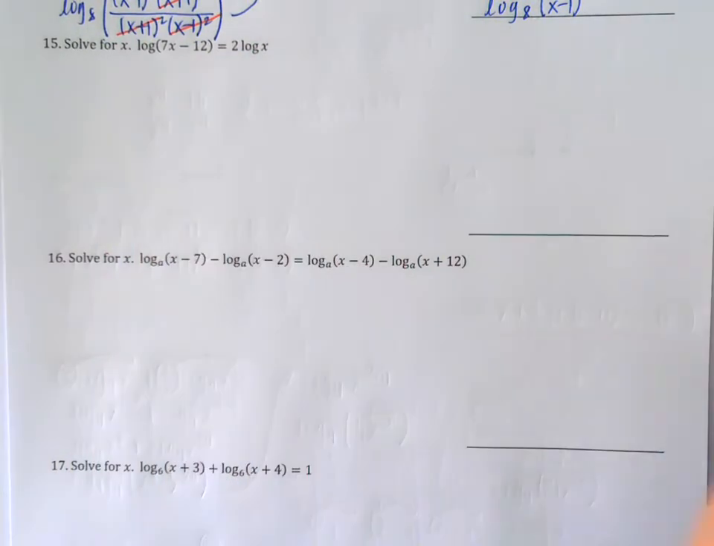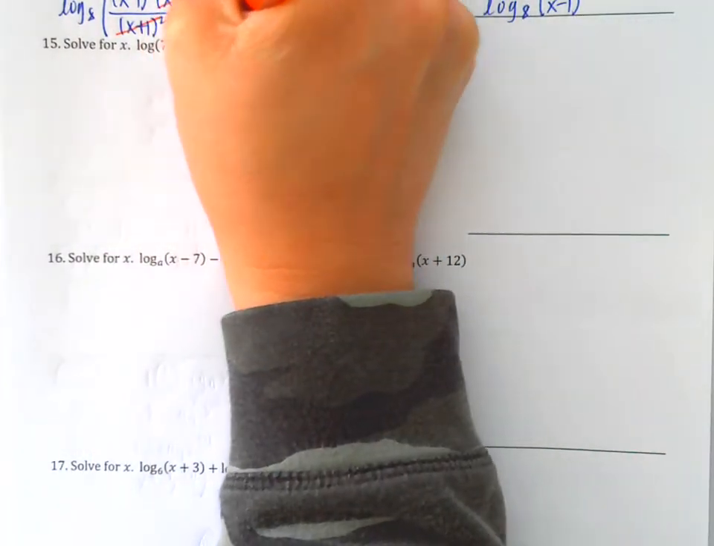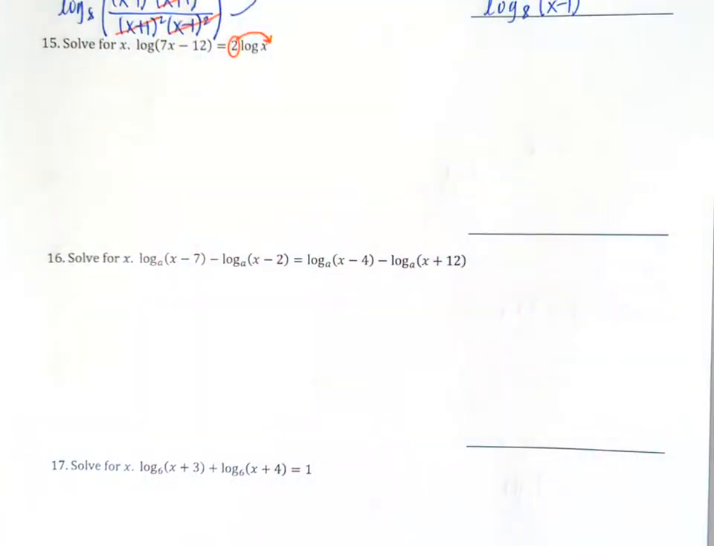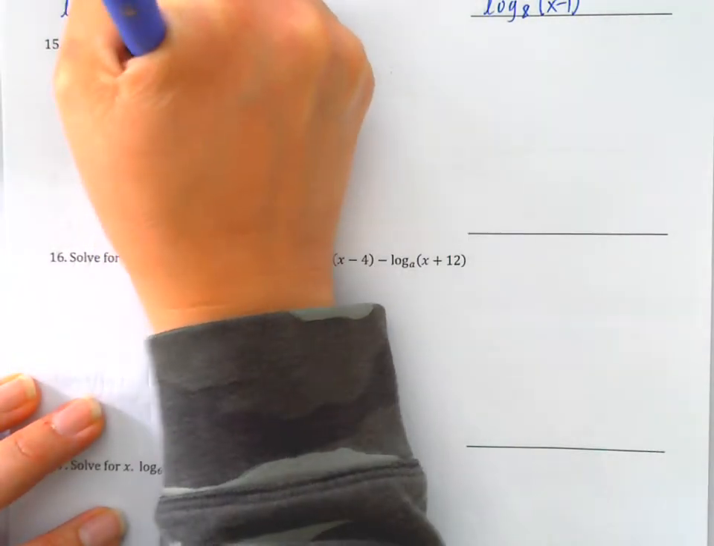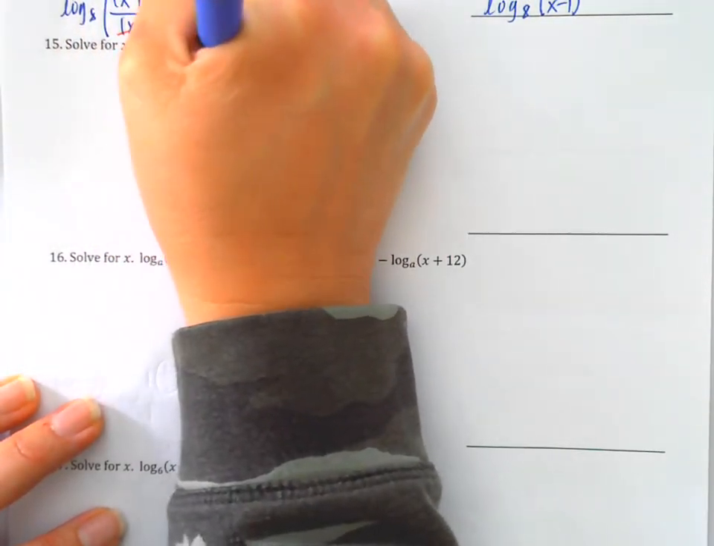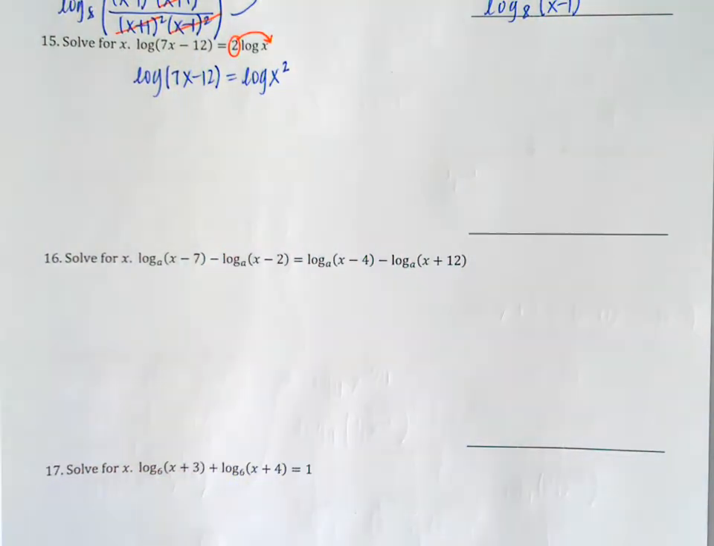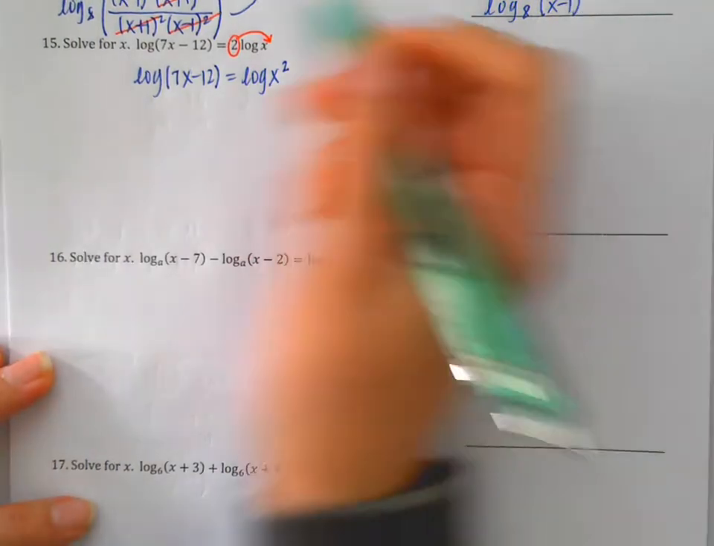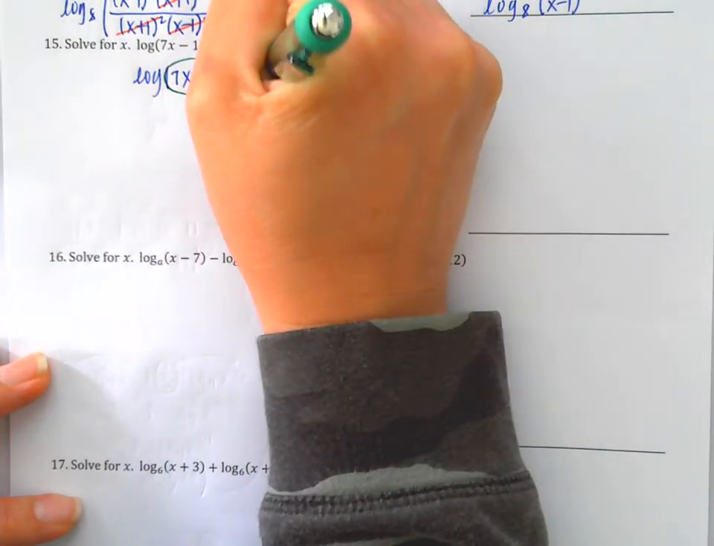The only thing I would do is move this to a power. And so that would be log of 7x minus 12 equals log of x squared. And so now that we have one log on the left, one log on the right, we can now just set our arguments equal to each other. So we're going to set 7x minus 12 equal to x squared.